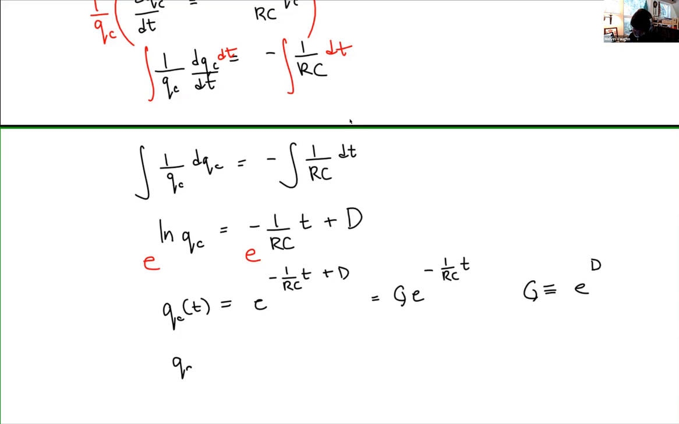This gives us part of our solution for the charge on our capacitor: the charge on our capacitor is equal to some constant of integration, G, times e to the minus 1 over the product of the resistance and the capacitance times time.